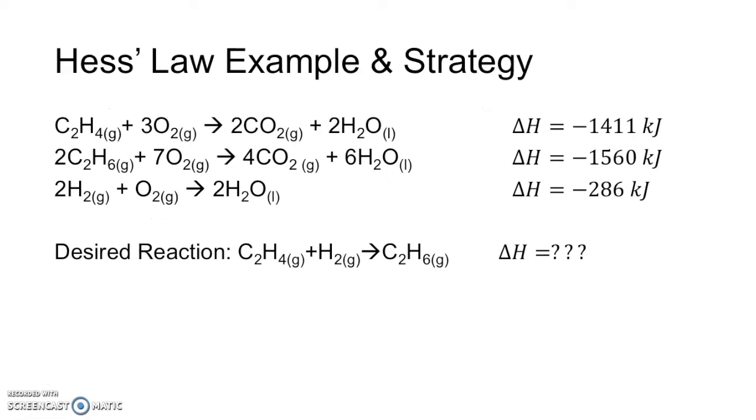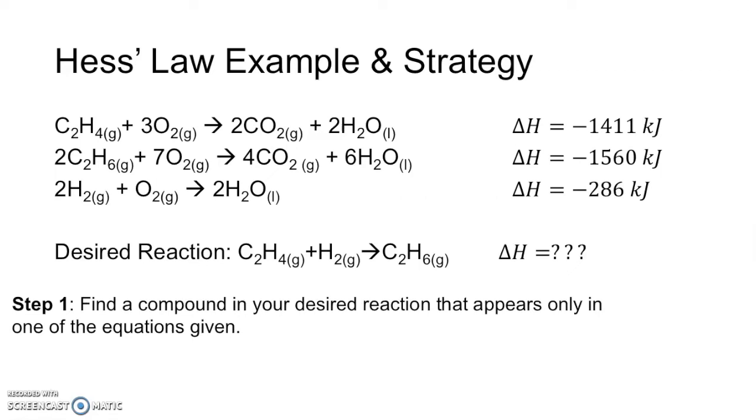Okay, so you're given 3 chemical reactions, all of which you know the enthalpy change for, but your job is to try to find the enthalpy change of the desired reaction. So the way you start is you take a look at your desired reaction, and you try to find a compound in your desired reaction that only appears in one of the 3 chemical equations that you're given. So let's have a look at C2H4. Is C2H4 in only one of the 3 chemical reactions that are given? Absolutely. It's in the first one only.